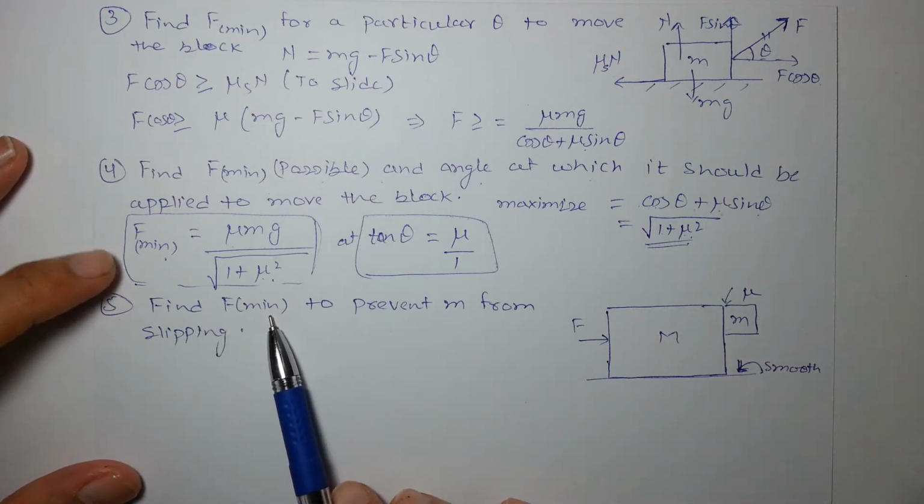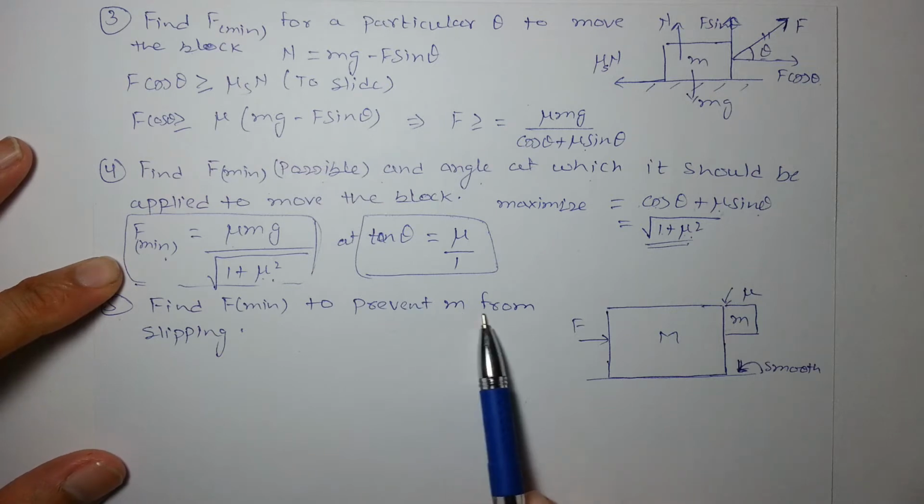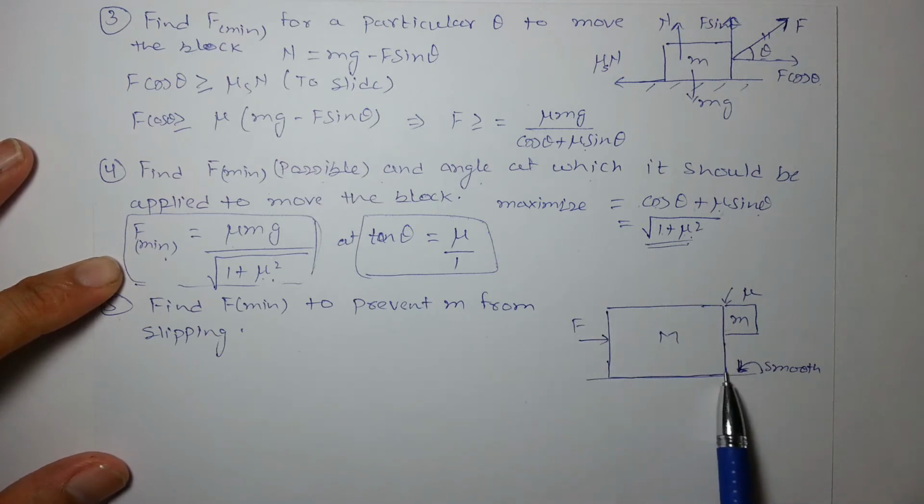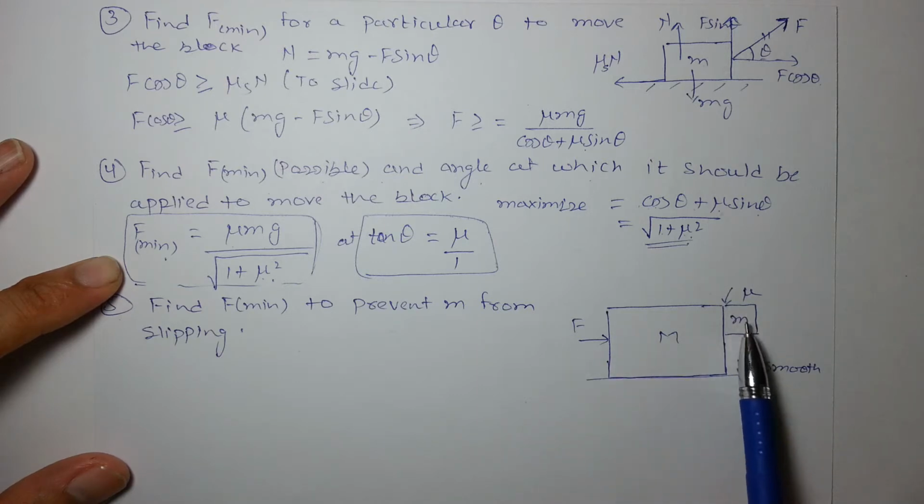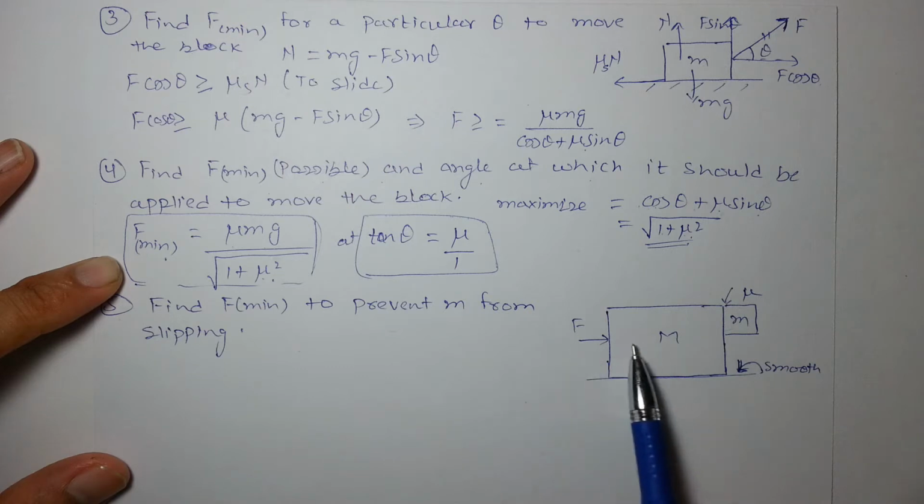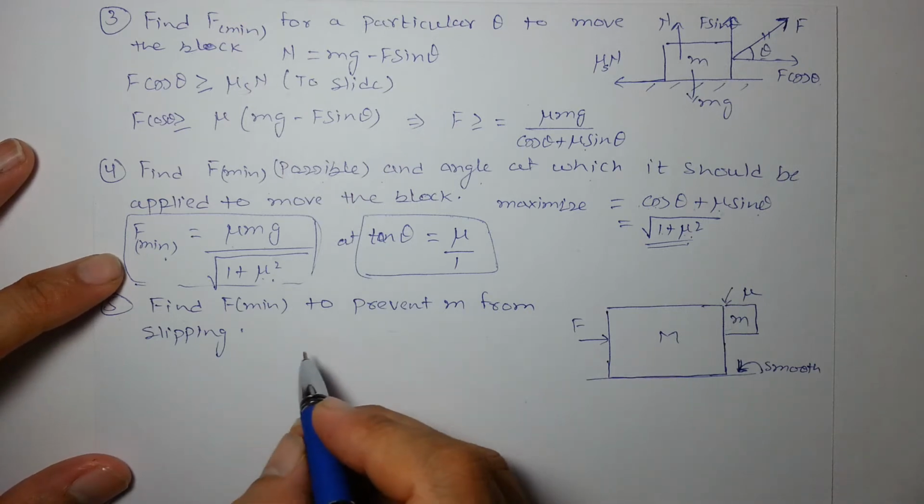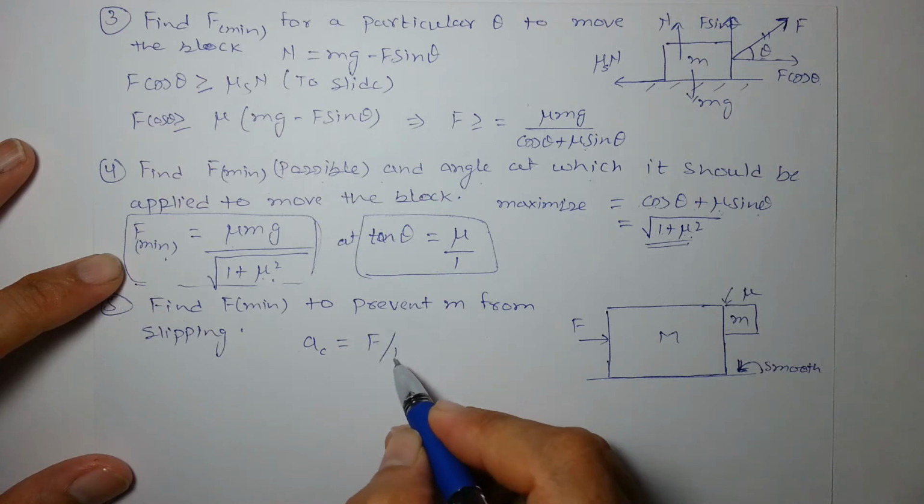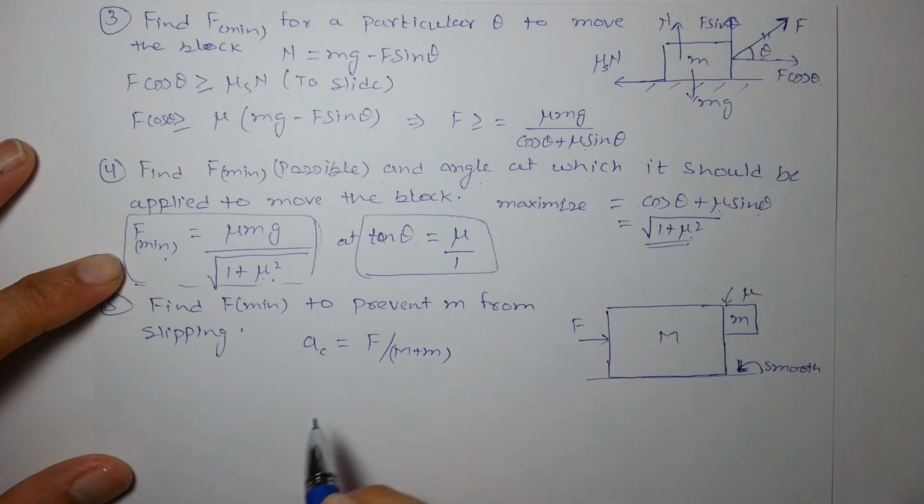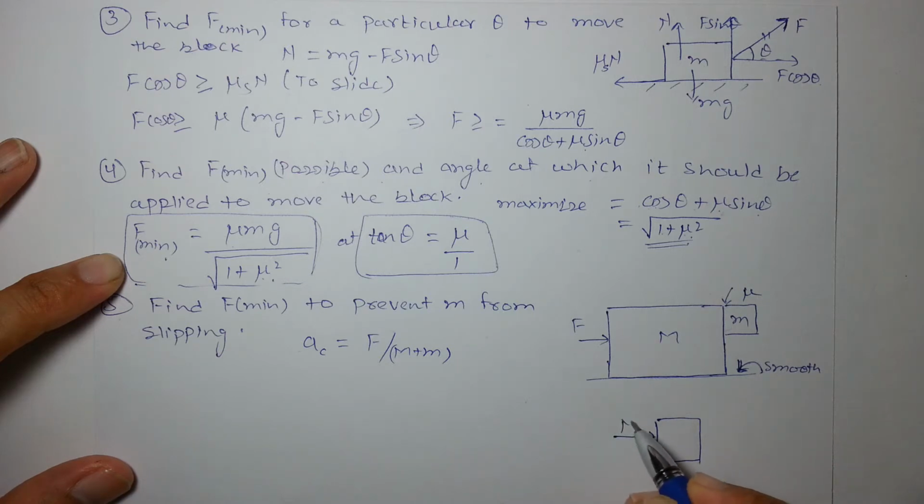Okay, and find the F minimum to prevent small m from slipping. These are two blocks placed on a smooth horizontal surface. You don't want this small m to slide down, so you are pushing capital M from behind, and the common acceleration, A common, will be F divided by (M plus m). So drawing the FBD of this block, it is getting some normal reaction, which is providing the acceleration to the block, which is A common.